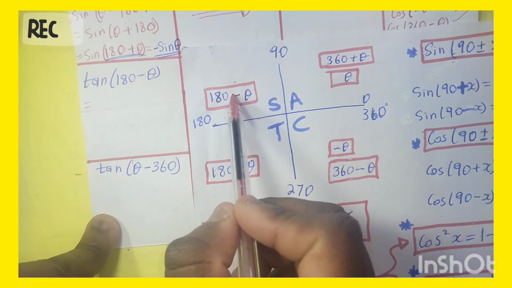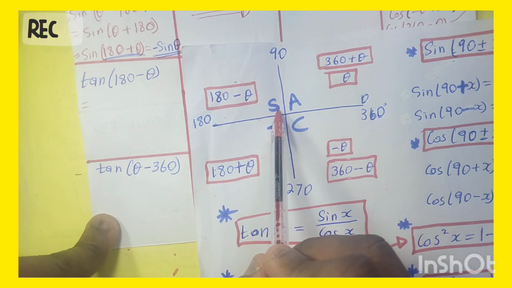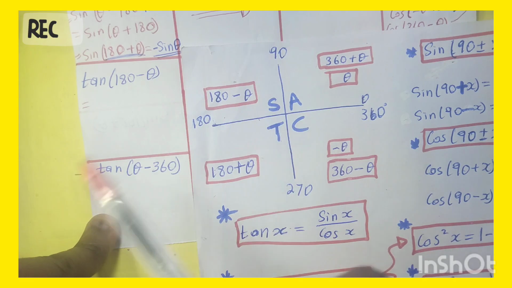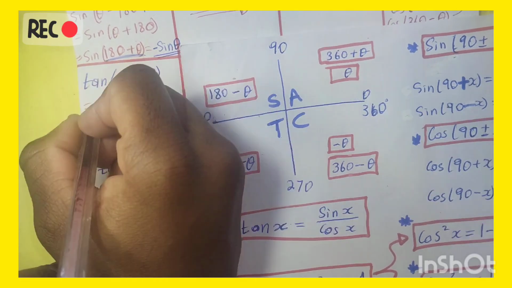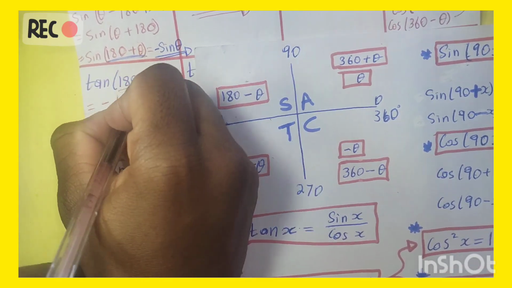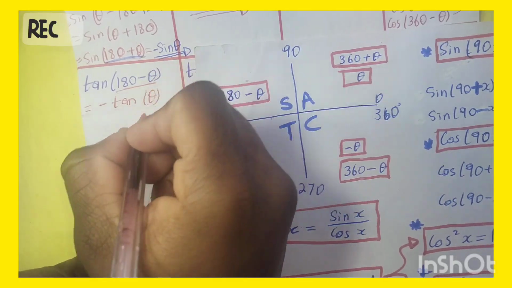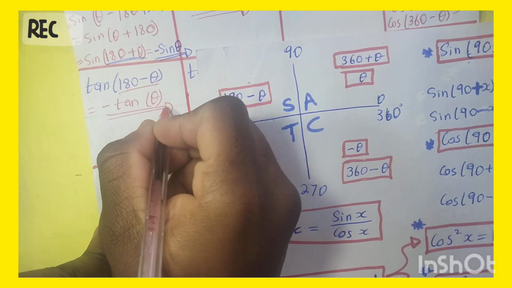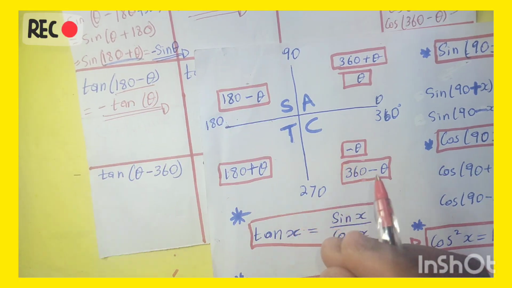It is on the second quadrant. And here it's only sine which is positive, meaning that tan is negative. In this position, tan is negative. Then you'll reduce that angle to become like this. Do you see? Our angle, guys, is angle theta.